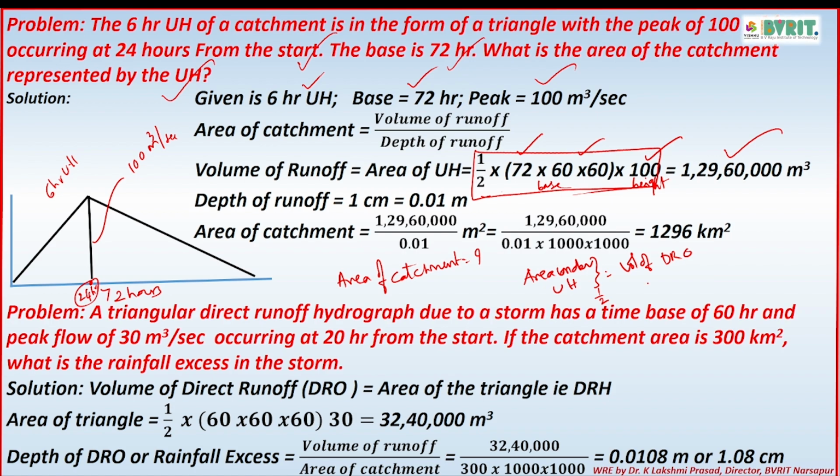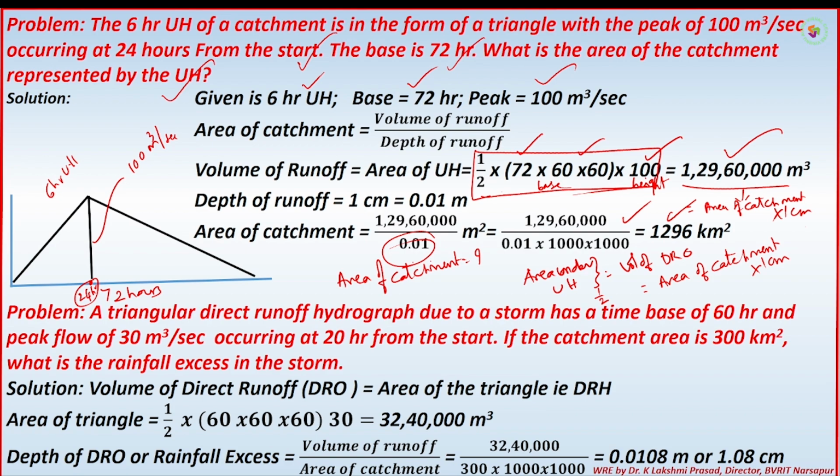Again, volume of direct runoff is also equal to area of catchment into 1 centimeter, right? So the area of this is equal to area of catchment into 1 centimeter. 1 centimeter converted into meters is 0.01. Put it. This is the thing.